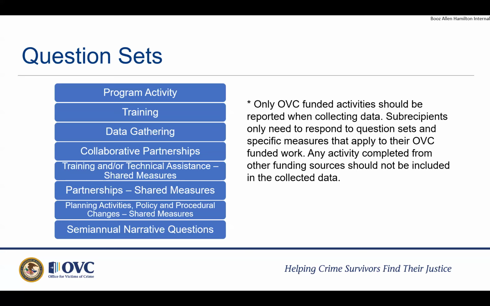So if you have other grants from different agencies, if it's internal funding, no data or no activities should be reported into the PDF that you'll be submitting to JBS. It's important to keep those data sets separate as best as you can.